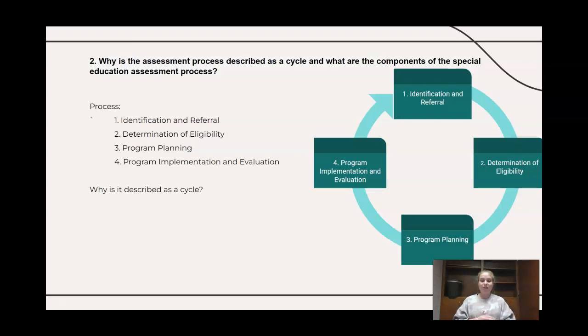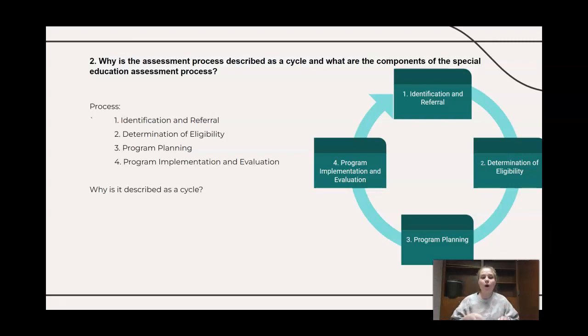Number 3 is program planning. This is where the design of the individualized educational plan, or the IEP, comes into play. And then you also need to get the parents' consent for the IEP. We have learned in this class that parental consent is so important. And then number 4 is the program implementation and evaluation. This is when the IEP gets implemented in the classrooms that the child is in, and the parents should receive a copy, and the student's progress is monitored, and the IEP is also annually reviewed and reevaluated.